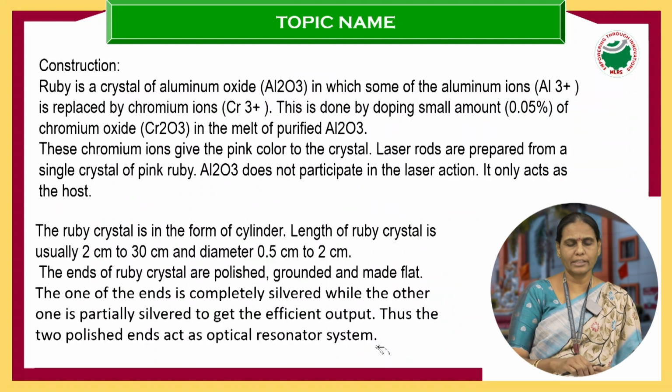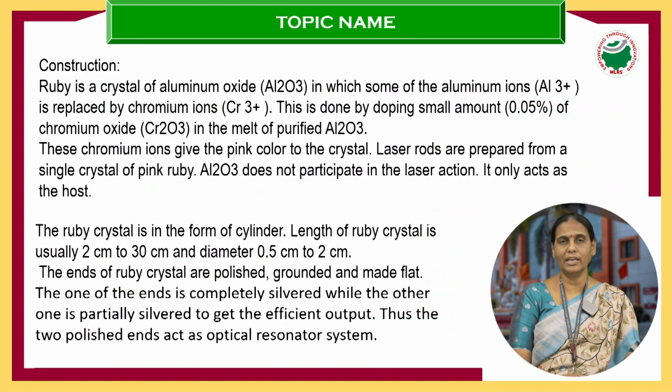Now next, what is the construction of this ruby laser? Ruby laser is prepared by using aluminum oxide, Al2O3, where some of the aluminum atoms have been replaced with chromium, and the chromium percentage is very, very less. That is, 0.05% doping is done in the aluminum oxide. These chromium ions are generally pink in color. Laser rods are prepared from a single crystal of pink ruby.